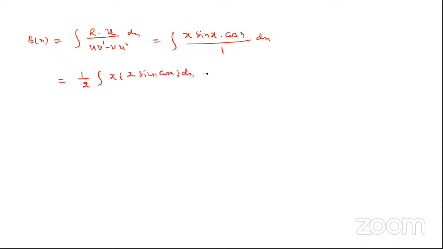Now this is of the form 2 sin theta cos theta. 2 sin theta cos theta is sin 2 theta, so 2 sin x cos x is sin 2x. So this becomes 1 by 2 into the integration of x into sin 2x dx. Now let us use integration by parts once again.